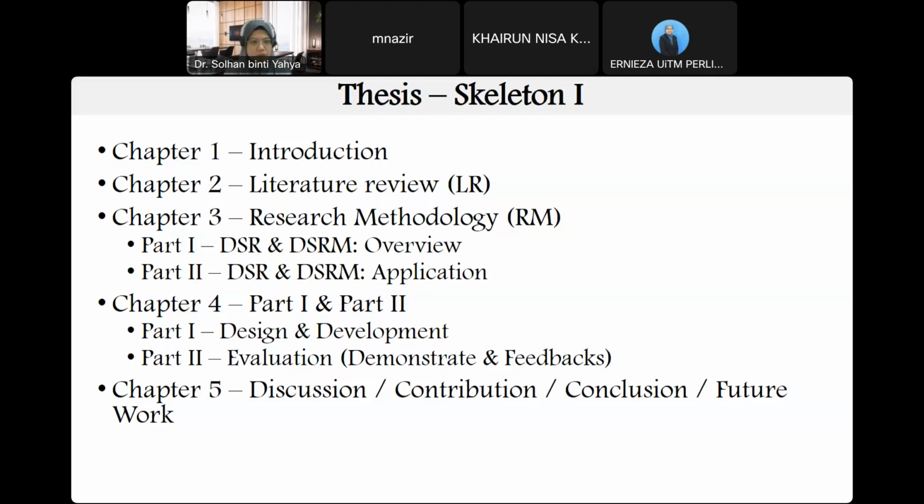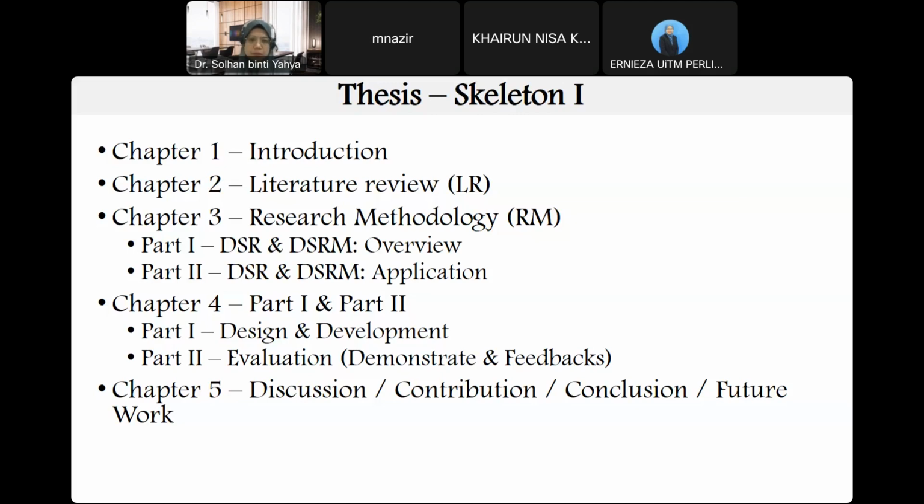And chapter 5, discussion, contribution. In chapter 5, you can use the template of the design science knowledge contribution framework to help you discuss the contribution of the solution from the knowledge point of view, right? Knowledge contribution point of view.